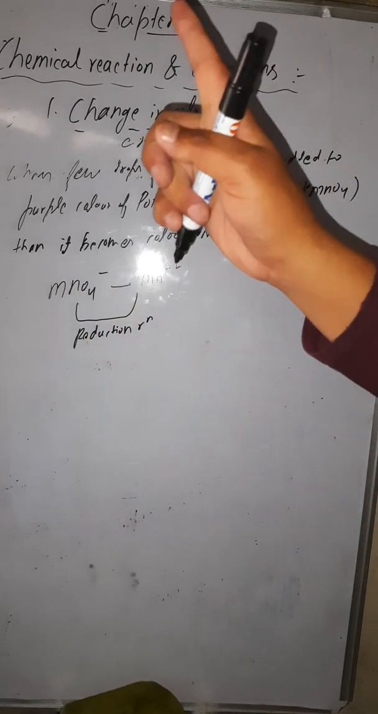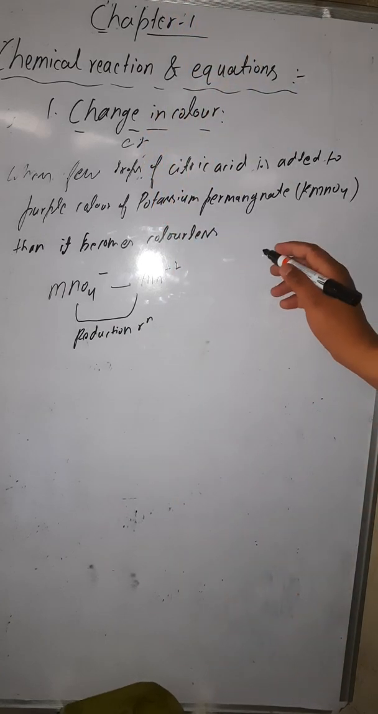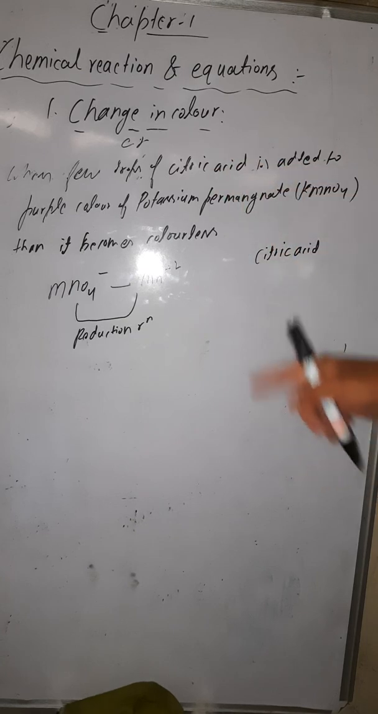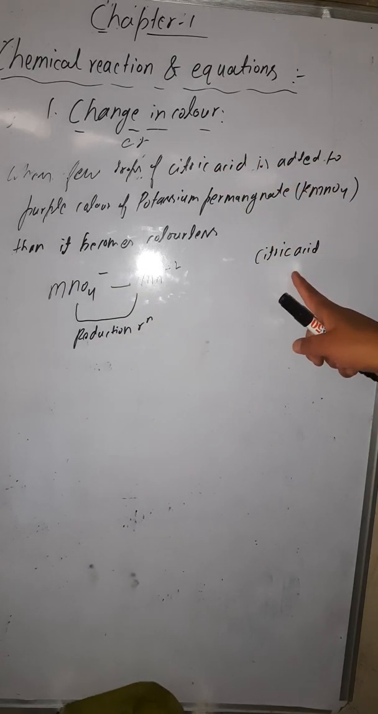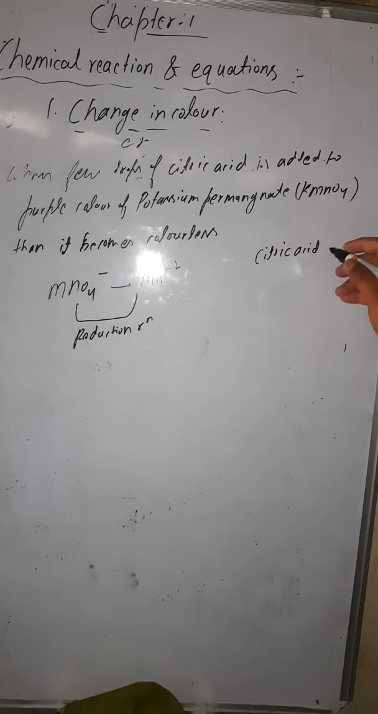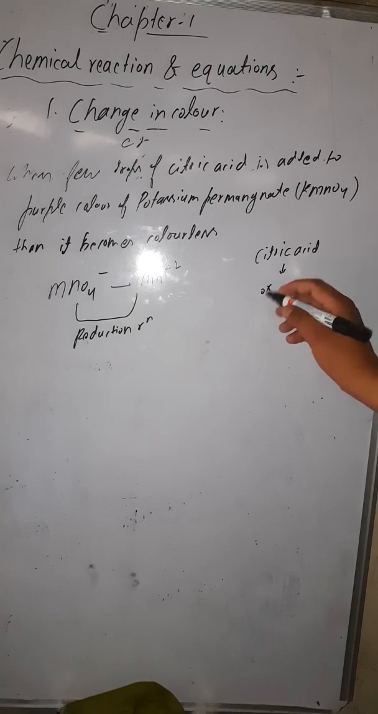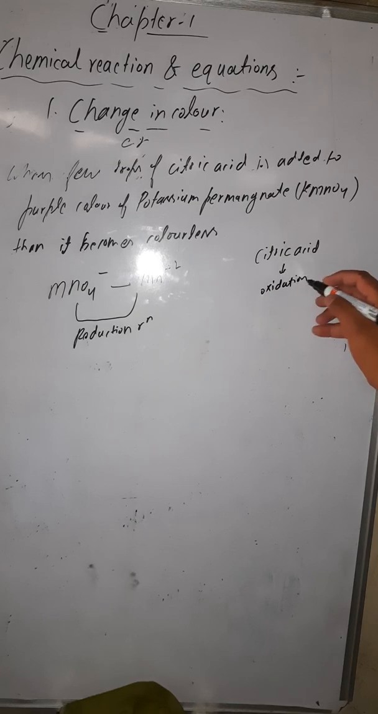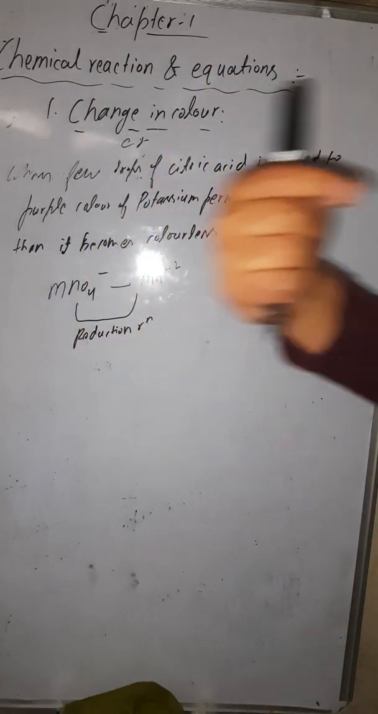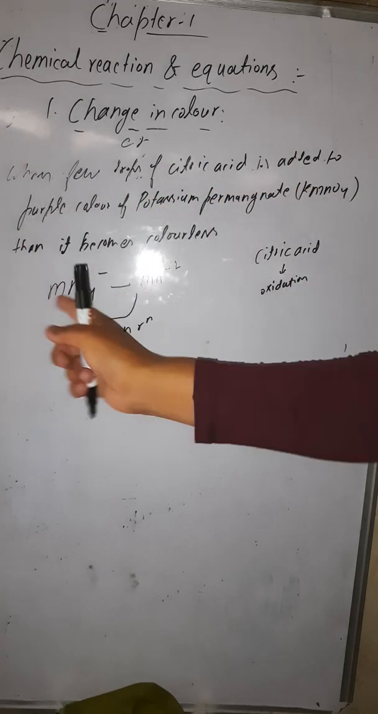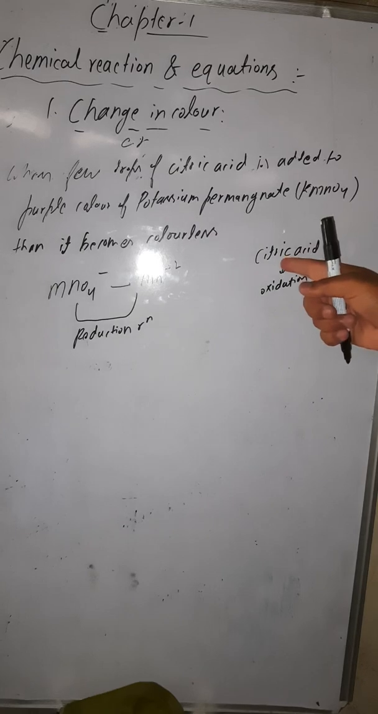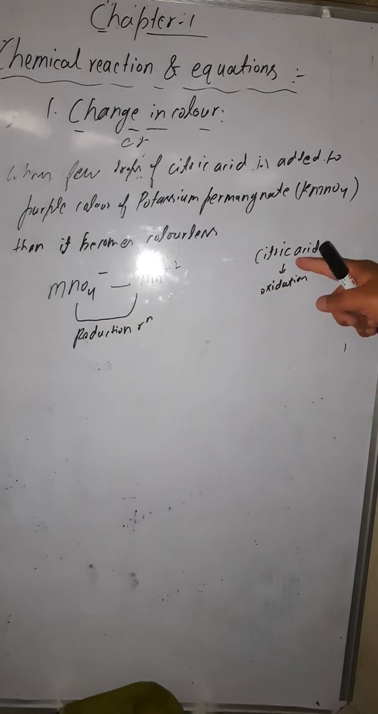Now at the same time the citric acid is also there, because you are adding the citric acid. So this oxygen will be added to the citric acid and there is oxidation of the citric acid. So citric acid is oxidized. In one chemical reaction you have reduction of MnO4 negative, and in the same reaction you have oxidation also, oxidation of citric acid. This oxygen will be added to the citric acid.